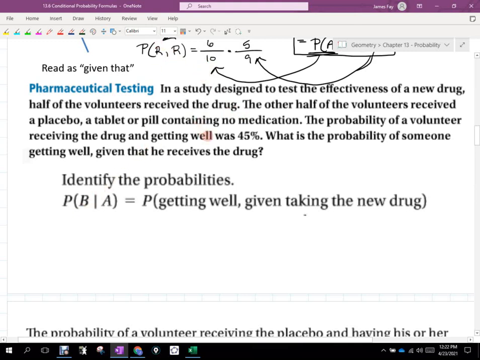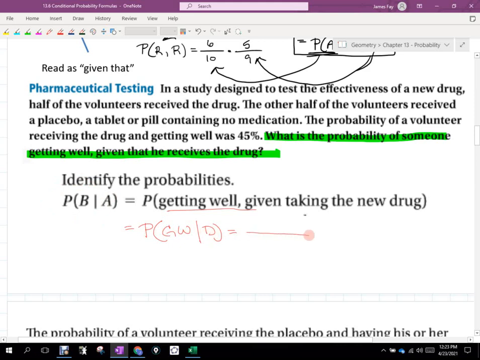Okay, so when we do this, think about the phrase that is being asked. I always go back to the question first before I even start trying to decipher values and all that kind of stuff. It says, what is the probability of someone getting well? So probability of getting well, and then it says, given that they receive the drug. So I'm going to rewrite this as probability of, I'm going to just say GW, given that they got the drug.